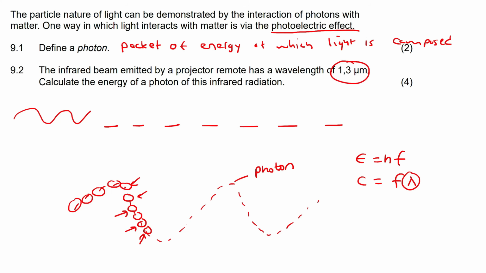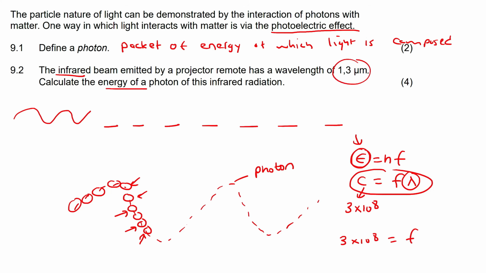Okay, now the infrared beam emitted by a projector remote has a wavelength of that. Okay, so they've given us wavelength. Calculate the energy. So they eventually want us to calculate this. So can you see how this will work? We're going to use this formula first, because remember, infrared, microwaves, UV, gamma, X-ray, visible light, the 7 that we look at in grade 10, they all have the same speed, 3 times 10 to the 8. So we could use this formula. So we could say 3 times 10 to the 8 equals frequency multiplied. Ah, sneaky, sneaky. We've got to be careful.